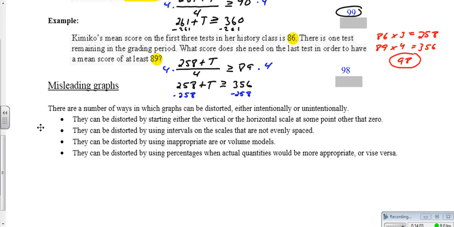Alright, so I'm going to stop here. This is part A, so lesson 5.2, part A.